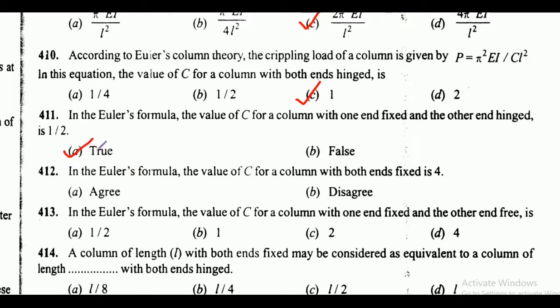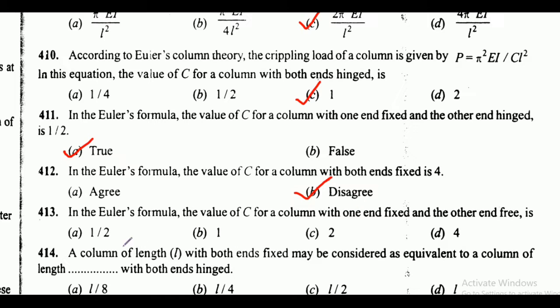This statement is true. Next is, in the Euler's formula, the value of C for a column with both ends fixed is 4. Agree or disagree? This statement is wrong, friends. So option B is the correct answer, that is disagree.